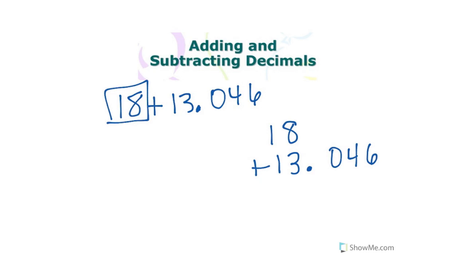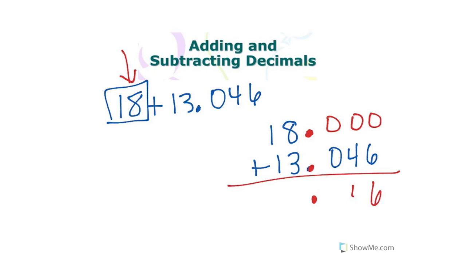Okay, now I can add the zeros. That's perfectly fine. But if I don't put my decimal there, it becomes 18,000. I do not have 18,000. I have 18 wholes. So make sure you line up the dot. All right, so I'm going to go ahead and line up the dots now, just like the snowman.